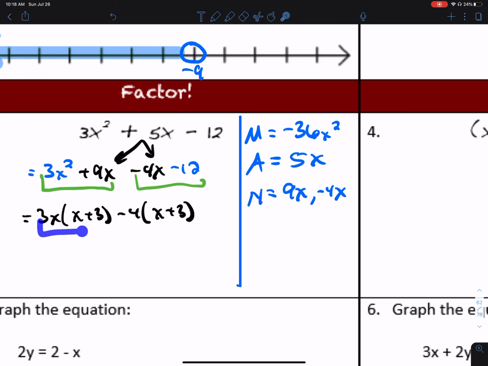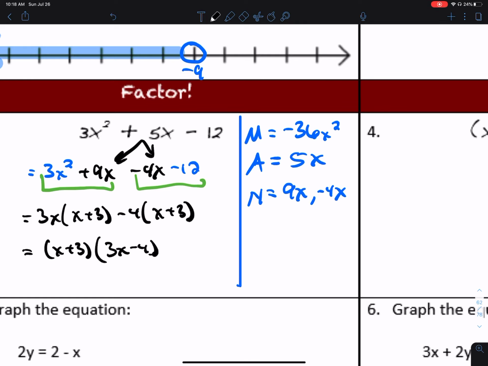Now, each of these terms has a common factor of x plus 3. So if we pull that out to the front, distributive property, we're left with a 3x minus 4. So we factored it. If you're not sure when you're done if it's right, multiply it out and see if you get the original.